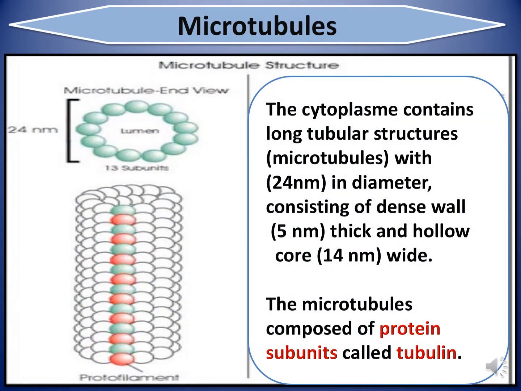The cytoplasm contains long tubular structures called microtubules, 24 nanometer in diameter, consisting of dense wall 5 nanometer in thickness and hollow center 14 nanometer in width. هذا هو تركيب الميكروتوبيول, which is composed of protein subunits called tubulin.